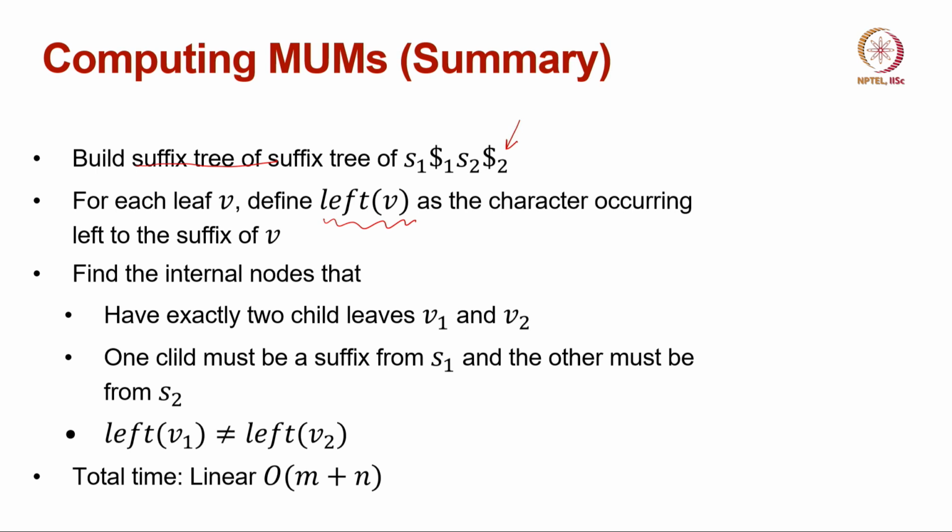and then once we have computed the left characters of all the leaf nodes, we are going to locate all the internal nodes that satisfy all these properties. First, the internal node should have exactly 2 child leaves V1 and V2. One child must be a suffix from S1 and the other must be a suffix from S2. That is, one should be a red leaf node and one should be a blue leaf node.